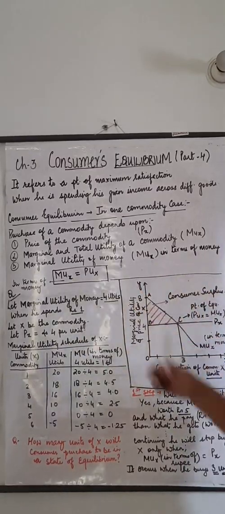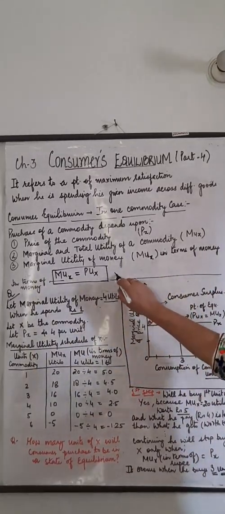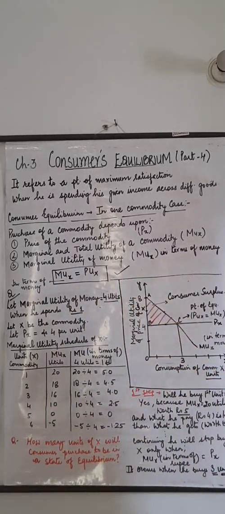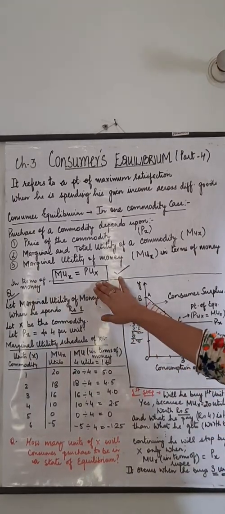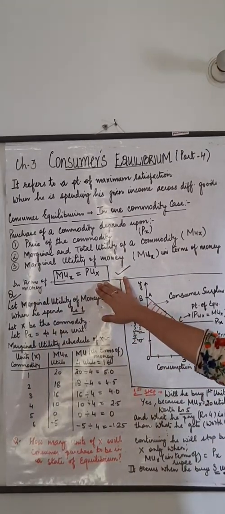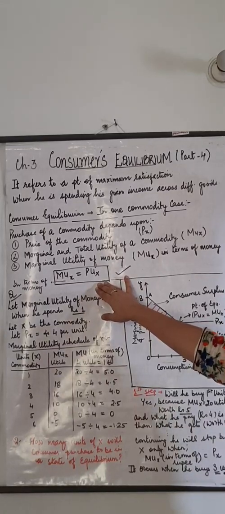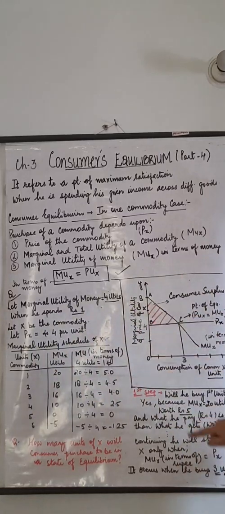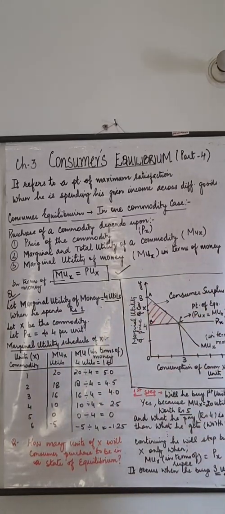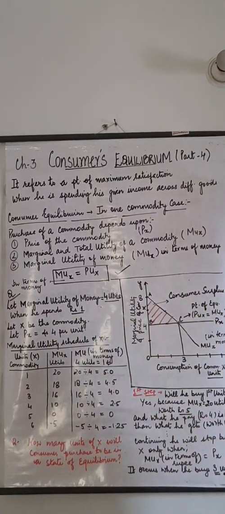So here we get the first condition in the one commodity case, that is MUX in terms of money, in terms of worth of money, is equal to the price of the commodity. Now we'll understand how it is being framed and how we come to the conclusion of the consumer equilibrium.